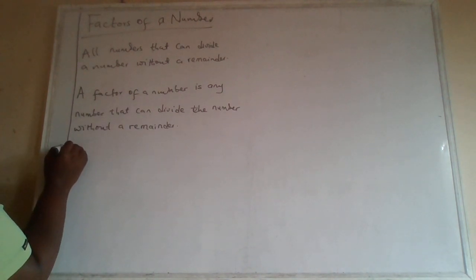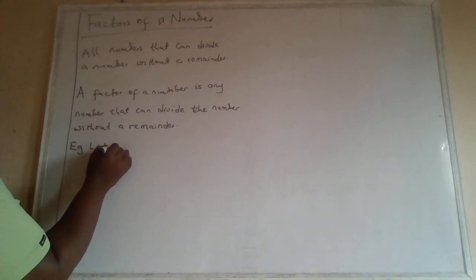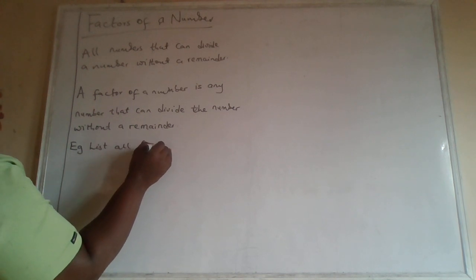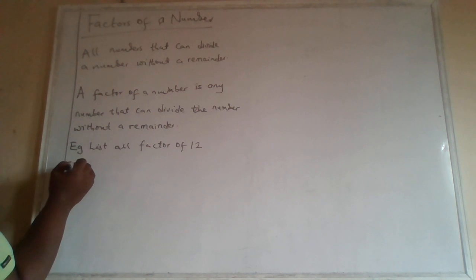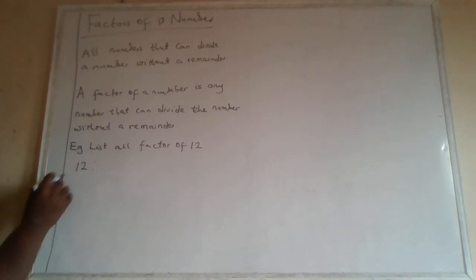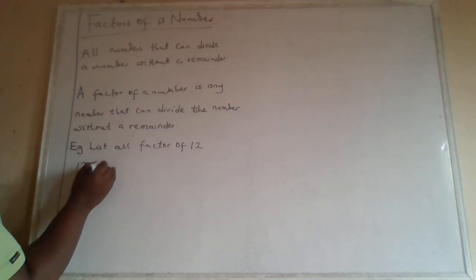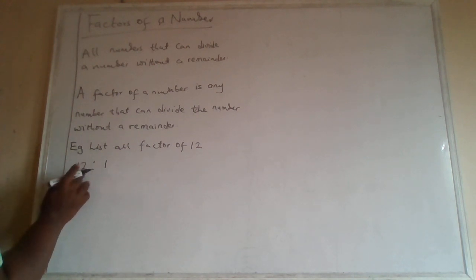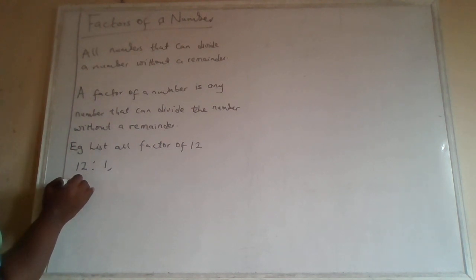Let's look at factors of 12. Example: list all factors of 12. Factors of 12, we want to list all the factors of 12. We start with 1. 1 can divide 12 without a remainder, and 1 divide 12 will give you 12.